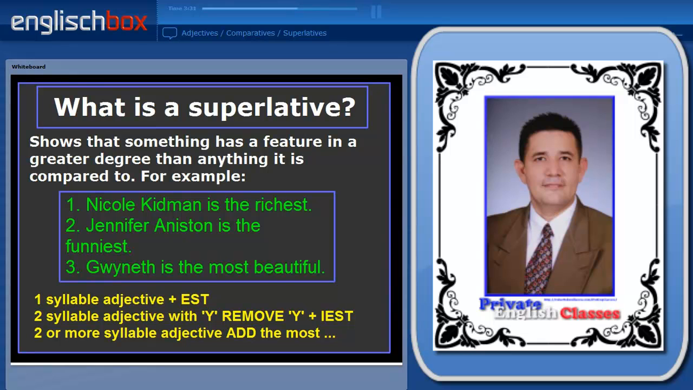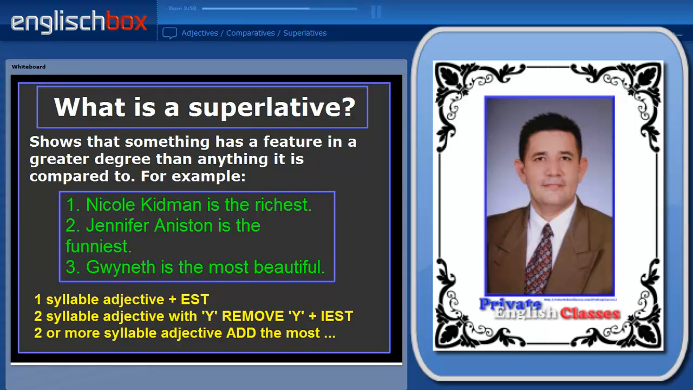So moving on from adjectives and comparatives to superlatives. What is a superlative? A superlative shows that something has a feature in a greater degree than anything that it can be compared to. So for example, three more Hollywood stars. Nicole Kidman is the richest. Jennifer Aniston is the funniest. And Gwyneth is the most beautiful.